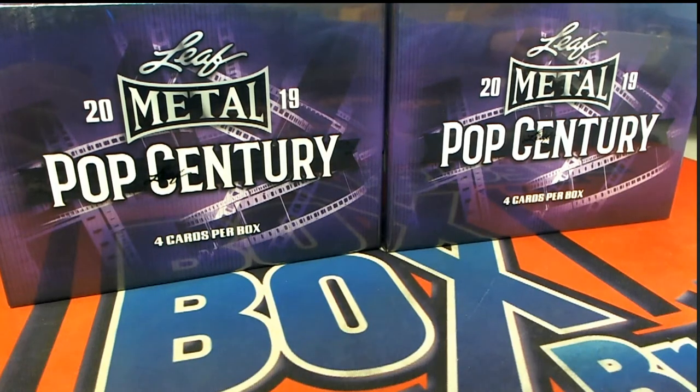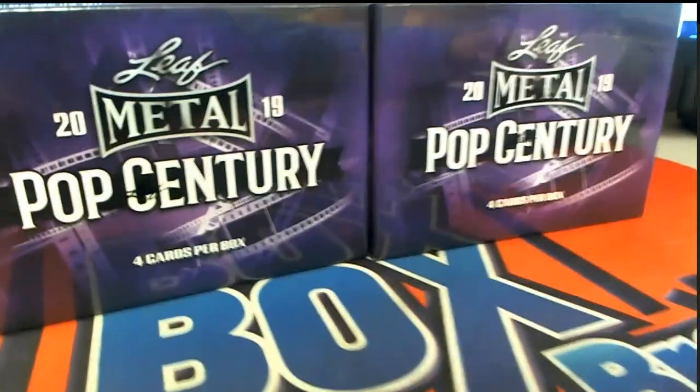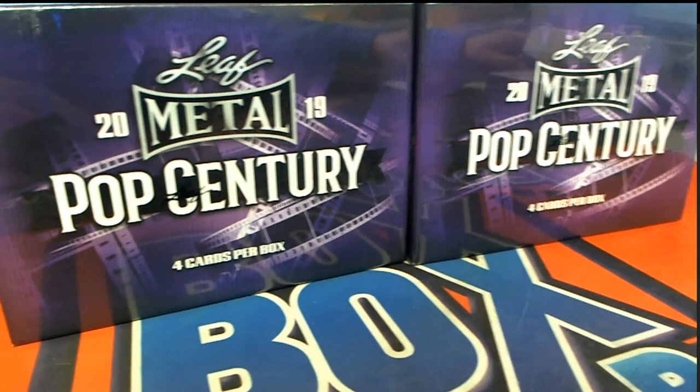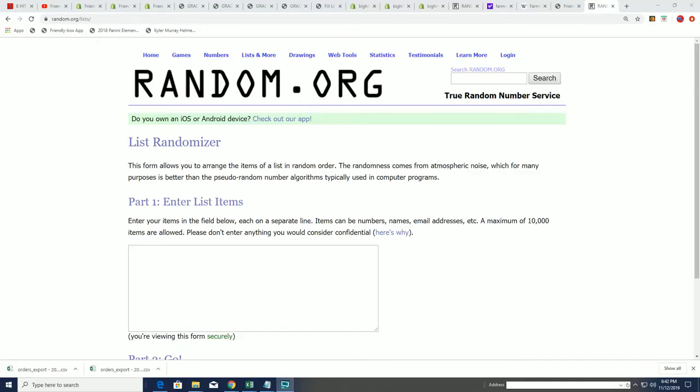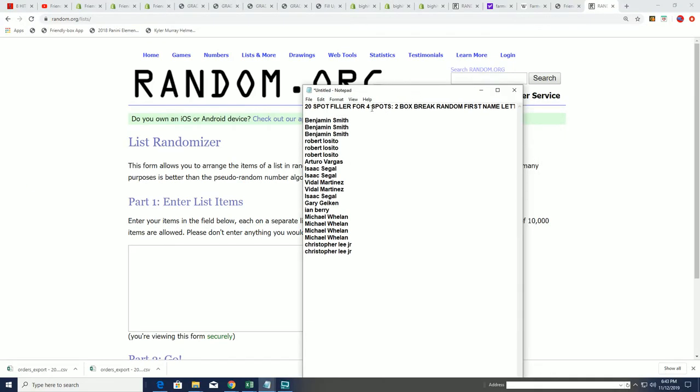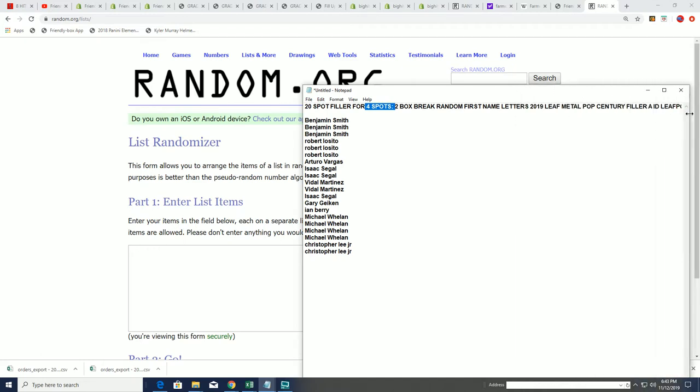Good luck, everybody, in Pop Century. Can't wait to see what happens. And this is a two-box break that's coming up. Right now we have a filler where four spots are up for grabs. So I just can't wait to see what happens, man. It's a 20-spot filler. Four spots go into that break of Pop Century.